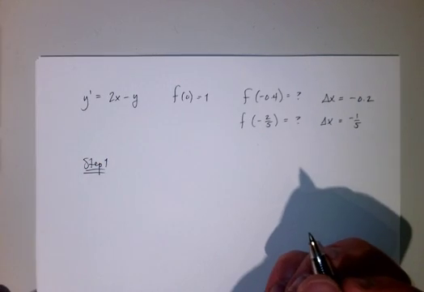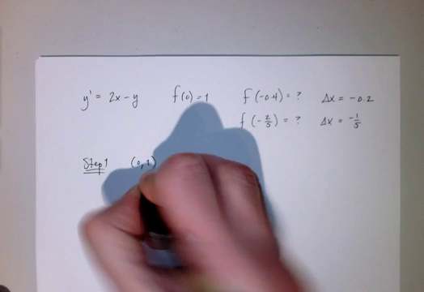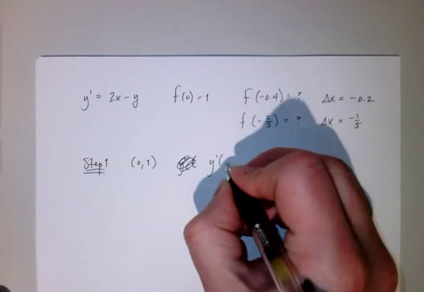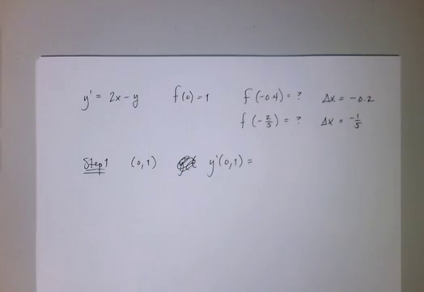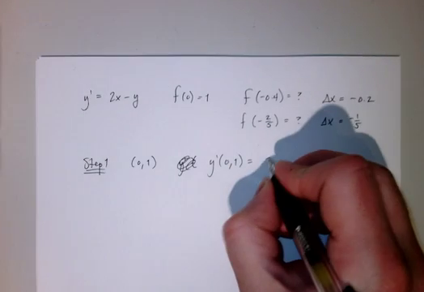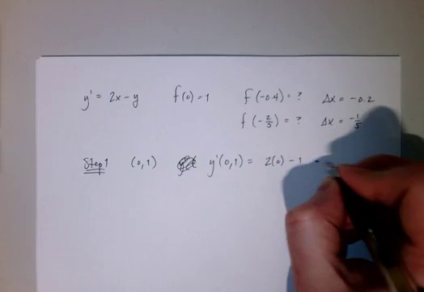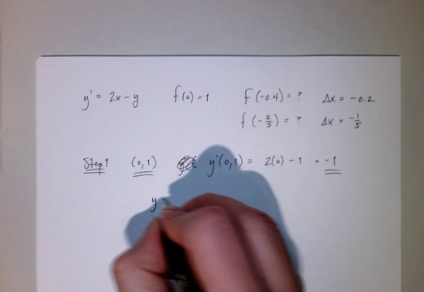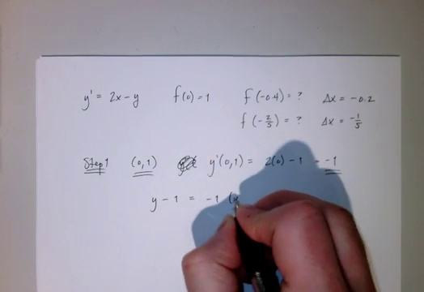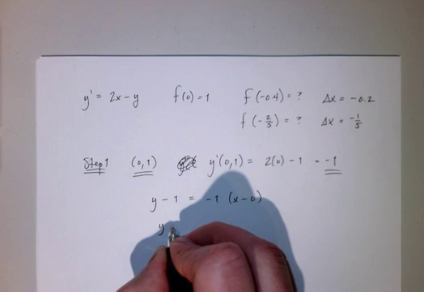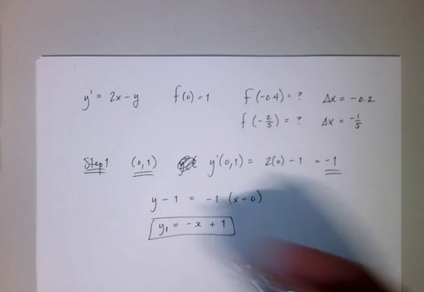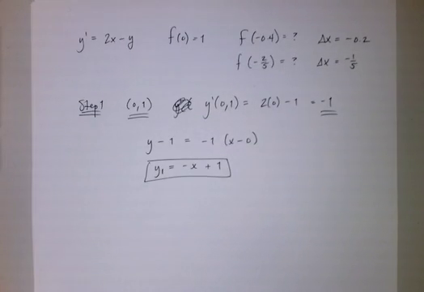Well, let's go ahead and do step 1. Step 1, I need point and slope. Now I already have my point, it's 0, 1. I now need to assess or evaluate y prime at that point. So I have 2x minus y, or negative 1. Point, slope. So y minus y1 is equal to m times x minus x1. And that winds up being y is equal to negative x plus 1. That is my first trajectory. That's my first tangent line, okay?